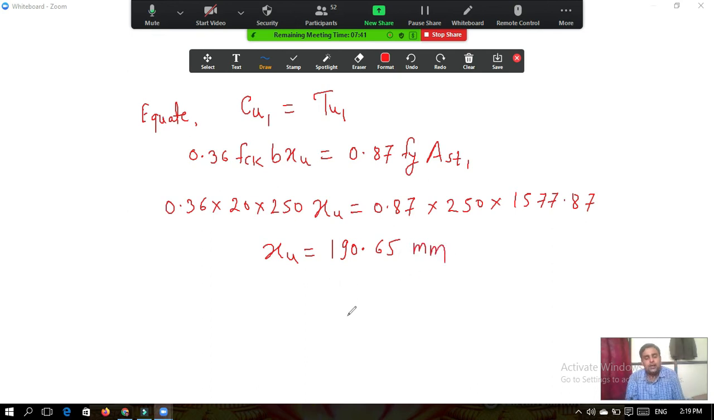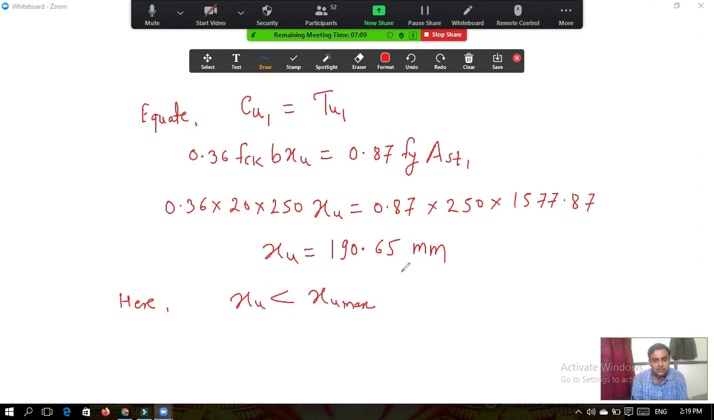Anybody can reply me on the mic. It is right or wrong? Correct? Yes, sir. Okay. So now we have got the value of XU. We already know the value of XU max. XU max किती काढलं होतं आपण? 238.5. So who is greater now? Now compare the value of XU and XU max. So I can write here who is greater. So here XU is less than XU max.